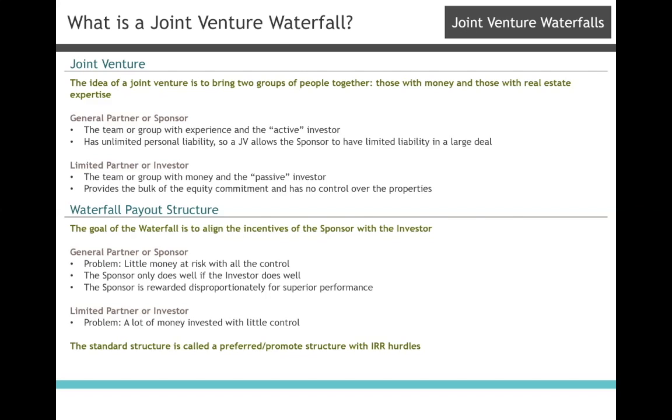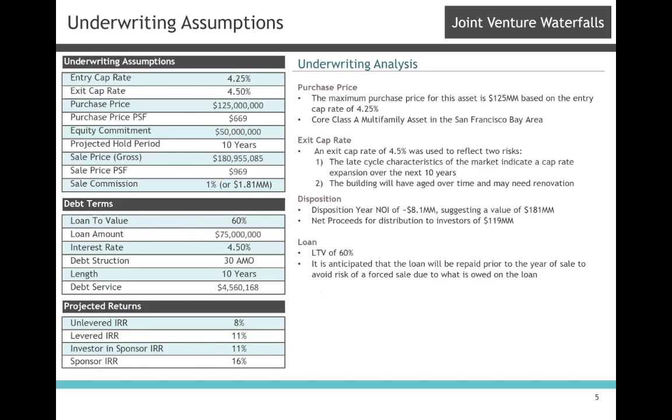limited partner does well. Okay, so here's an example of an asset that I've done a lot of research on recently. We're going to assume a purchase price of $125 million upon entry. This is a Class A multifamily asset in the San Francisco Bay Area. Given the exit cap rate of 4.5 and disposition at operating income of 8.1 million, we're suggesting that we can sell the asset at 181 million. So net proceeds for investors is going to be 119 million. And since we established a loan to value of 60%, the equity commitment is going to be 50 million.